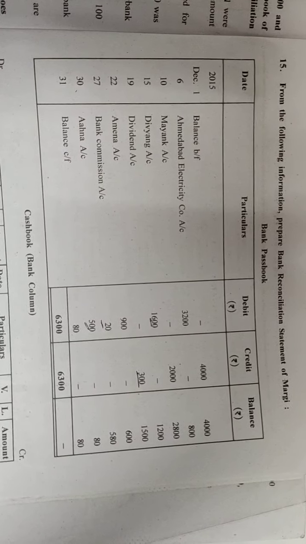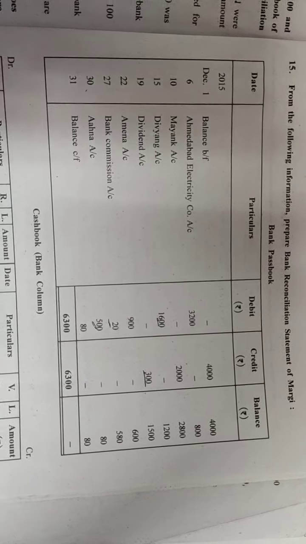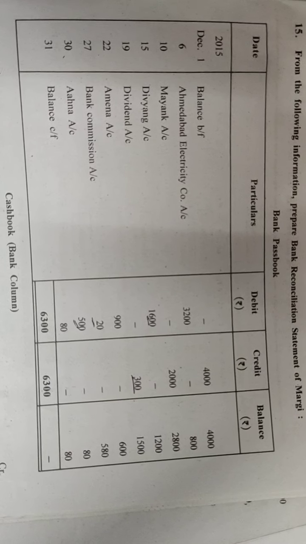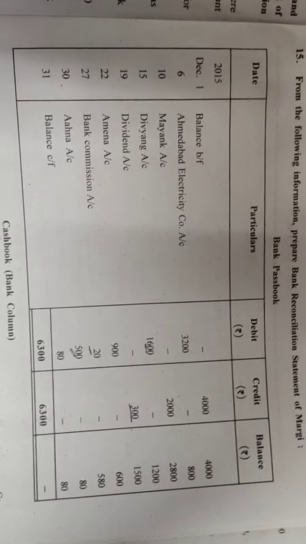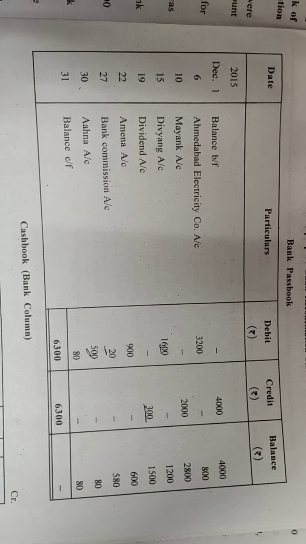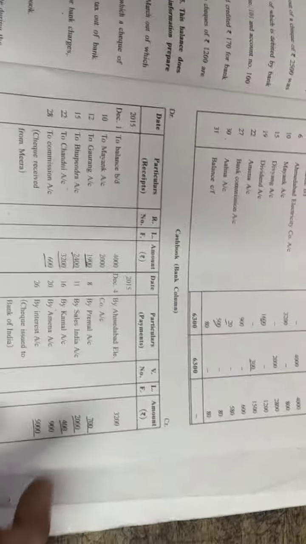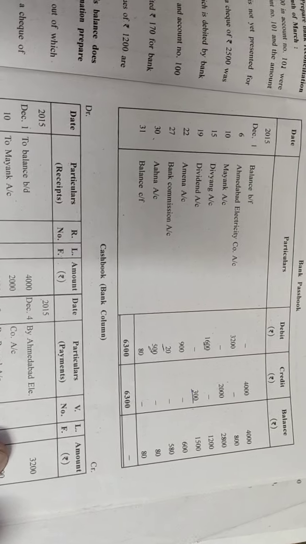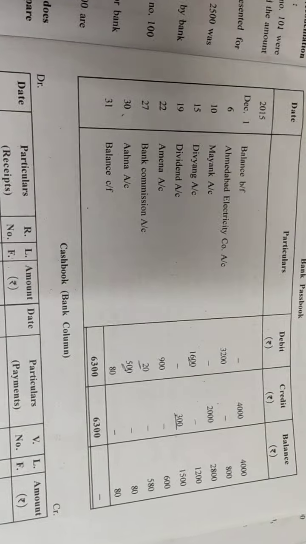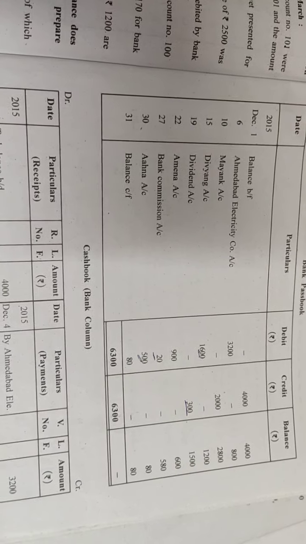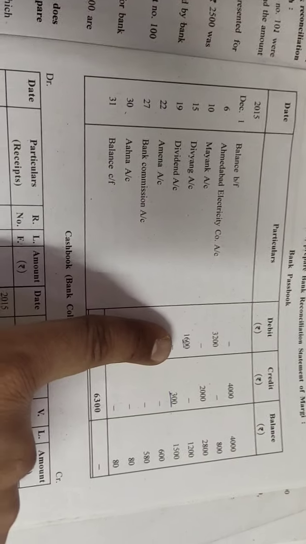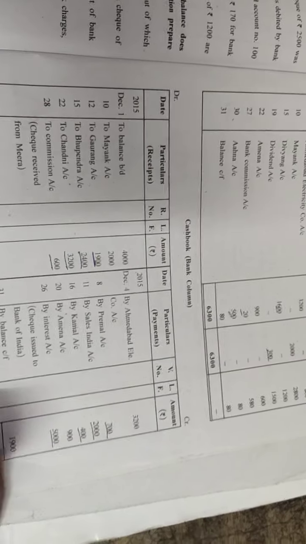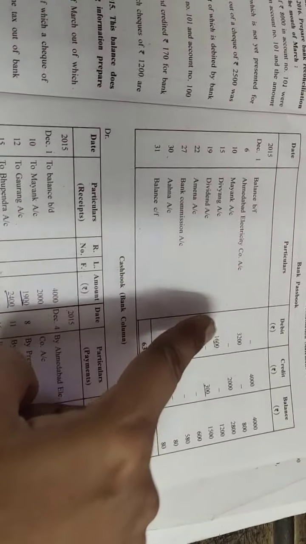Now we will compare debit side of passbook with credit side of cash book. So here the first item is debit side of passbook. First item is 3200 Ahmedabad Company Limited. We have seen this amount was there, here it is, so not a reason of difference. Then second item is rupees 1600 Divyang, this item is not found here, so this is a reason of difference, the 1600.